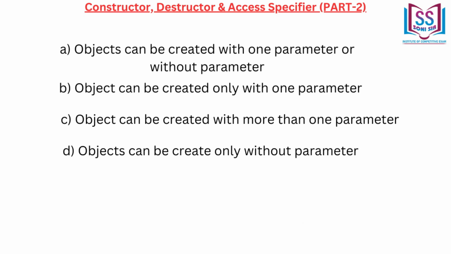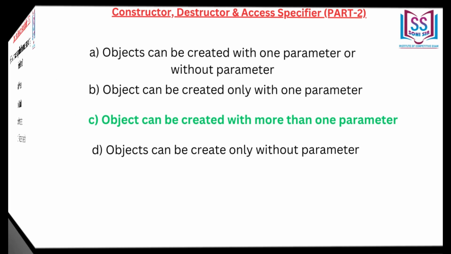Which among the following is true for the code given below? A. Objects can be created with one parameter or without parameter. B. Object can be created only with one parameter. C. Object can be created with more than one parameter. D. Objects can be created only without parameter. Correct answer C. Object can be created with more than one parameter.